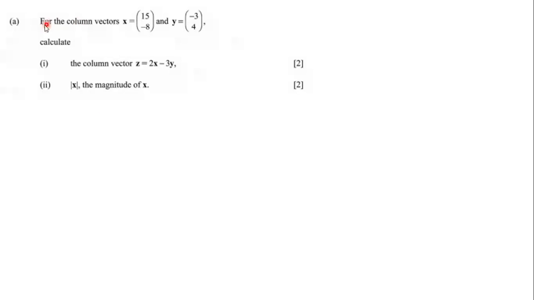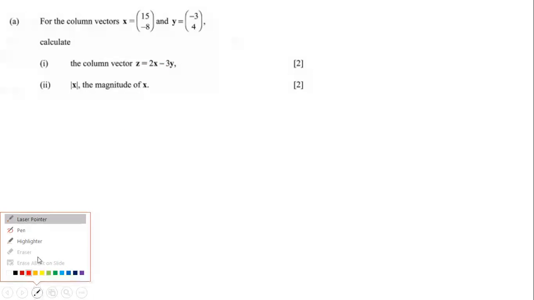Notice that we have here the column vectors x and y. We have a column vector x, 15, -8, and another column vector y, -3 and 4. We have given you these column vectors. Now we want you to calculate z, where z is equal to 2x minus 3y. Knowing what x and y are, calculate z.